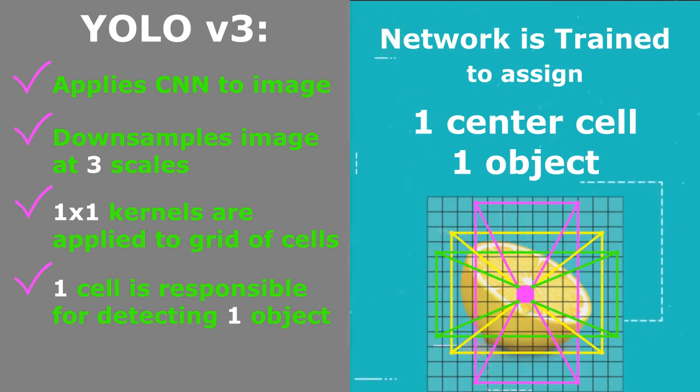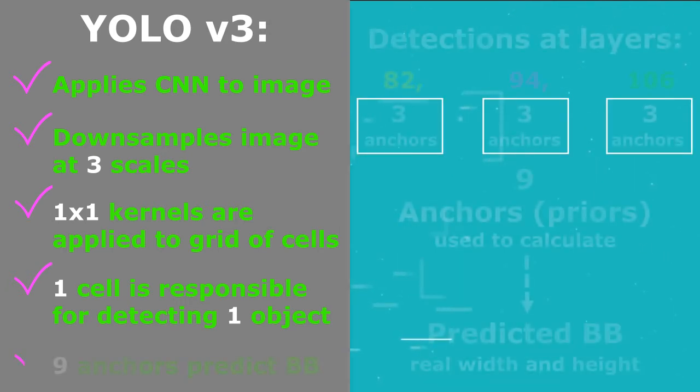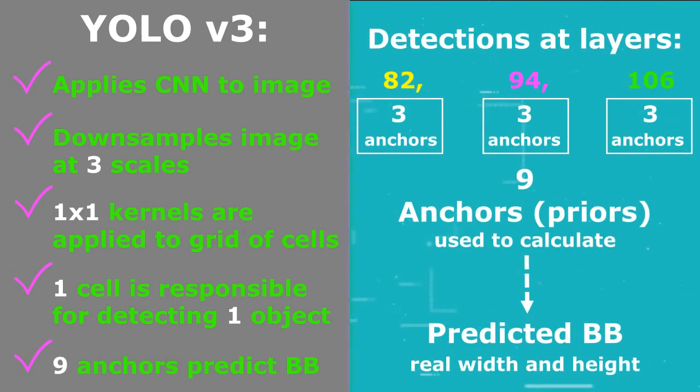9 predefined bounding boxes are used to calculate spatial dimensions and coordinates of predicted bounding boxes. These predefined boxes are called anchors or priors. 3 anchor boxes for each scale. In total, YOLO version 3 predicts 10,647 bounding boxes that are filtered with the non-maximum suppression technique, leaving only the right ones. That was the extended definition according to what we covered during the lecture.